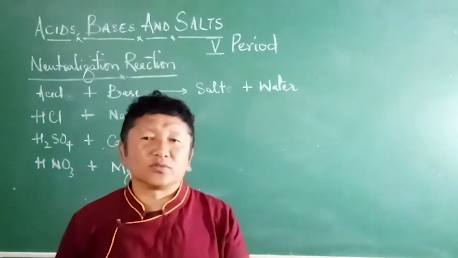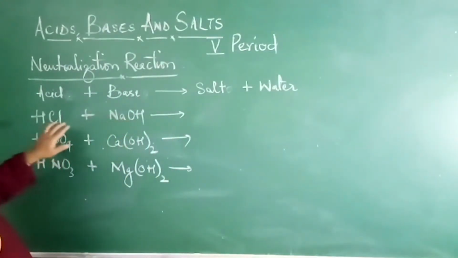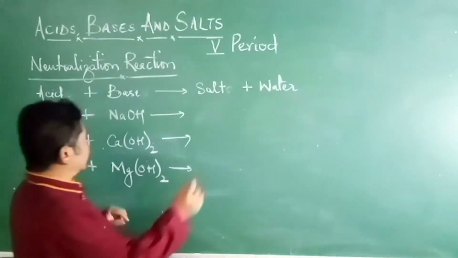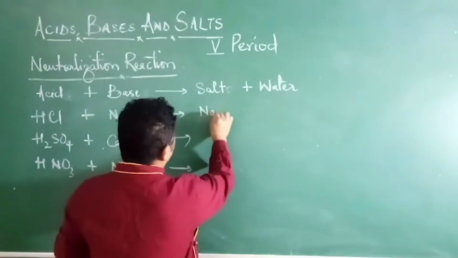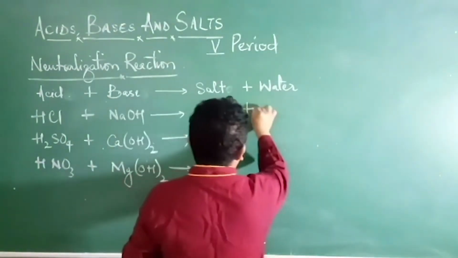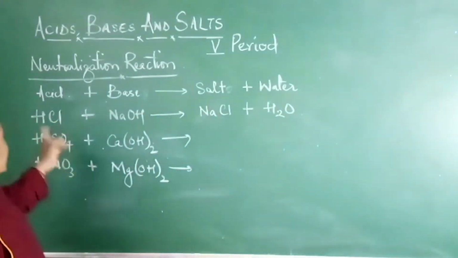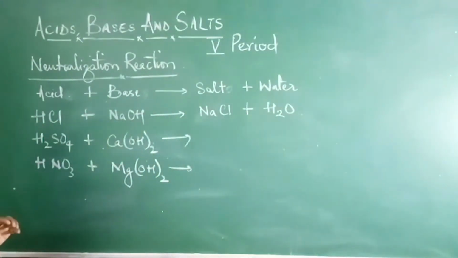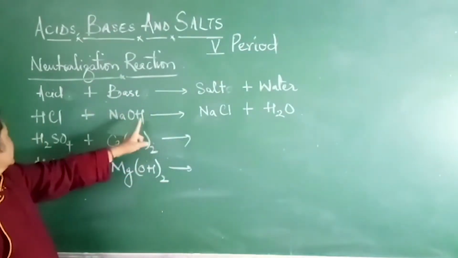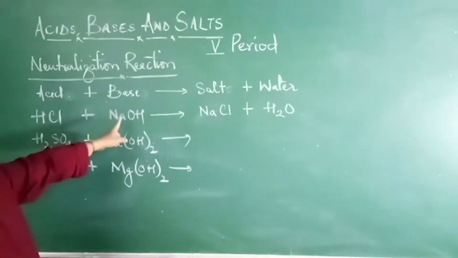Sodium hydroxide reacts with hydrochloric acid to form sodium chloride, which is salt, and water. Sodium chloride and water. Hydrogen, chlorine, sodium.